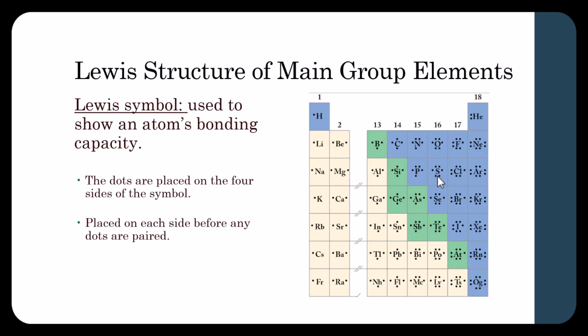So Lewis symbols are used to show the bonding in the atom and the capacity that it has to bond. Dots are placed on 4 sides of the symbol, and it's placed on each side before they are paired. I'm not a big stickler on that one. It makes more sense to start pairing them when we start making compounds. But really just know that 2 dots on each side until we run out of valence electrons.